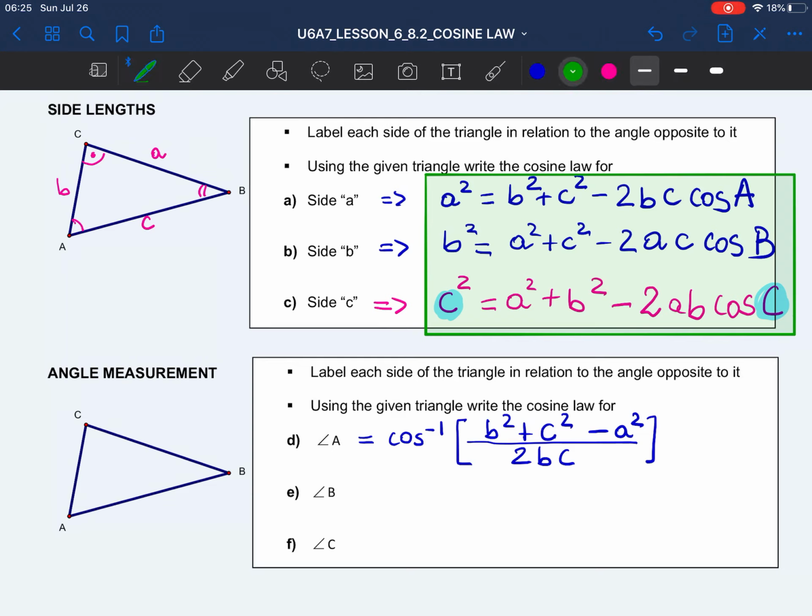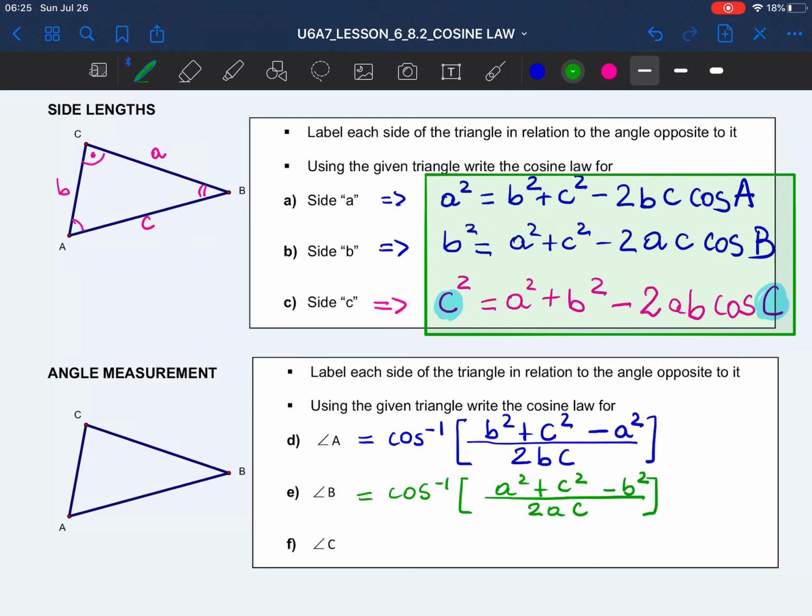So let's try the next one. Angle B again will be inverse cos, and then here we go again, big fraction. Because we're finding angle B, we are subtracting B squared. And the other two sides, we must add A squared plus C squared. And down in the denominator, we have 2AC.